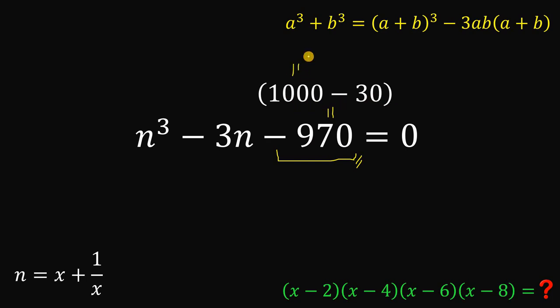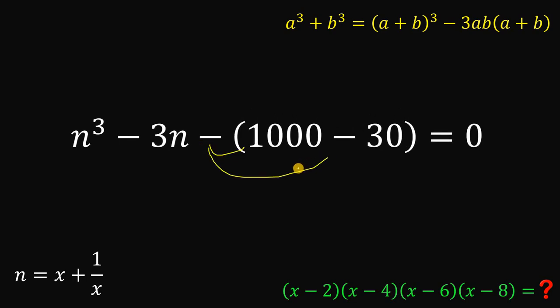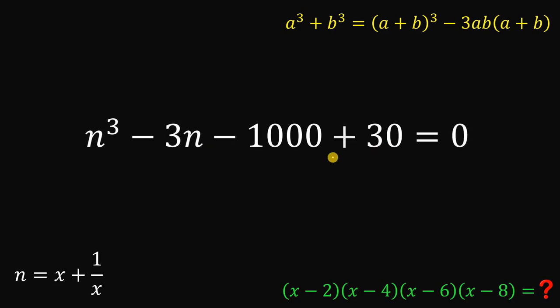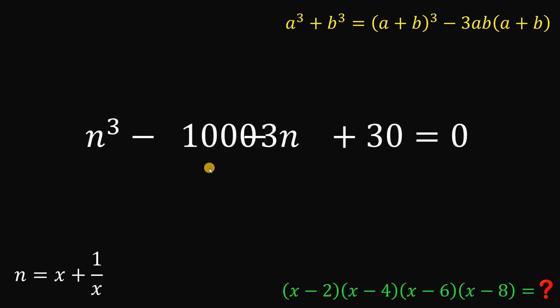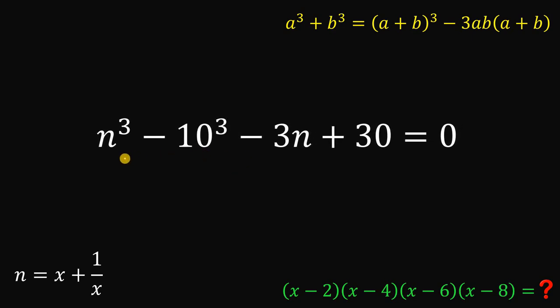Because 1000, we can rewrite this as 10 cubed, and it corresponds to this n cubed. And this 30, because we have 3 times n, if we factor out 30, we have 3 times 10. Alright, now let's use this property to solve for the value of n. Now, first, let's distribute this negative sign. So this will give us negative 1000 plus 30. Next, rearrange some terms a little bit. Now, we know 1000 is 10 raised to the power of 3, as I said a while ago. And we can factor n cubed minus 10 cubed.